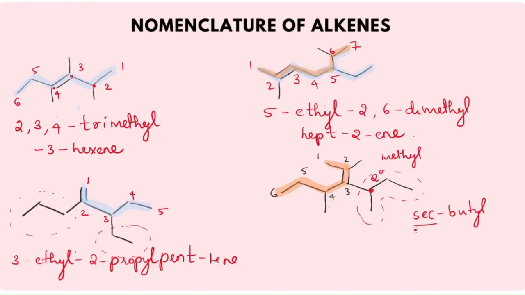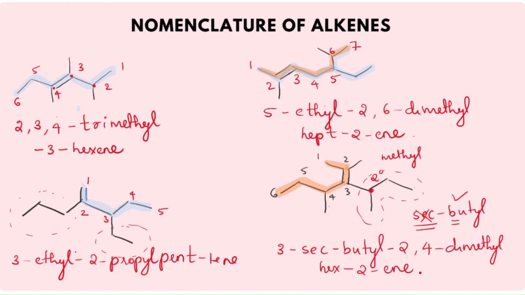We should not consider secondary, the sec, for the priority. So we have to take only the butyl, B. That means this should come first. Therefore, 3-secondary butyl and 2,4-dimethyl. There are 6 carbons, therefore hex-2-ene. That is the correct IUPAC name of the molecule.